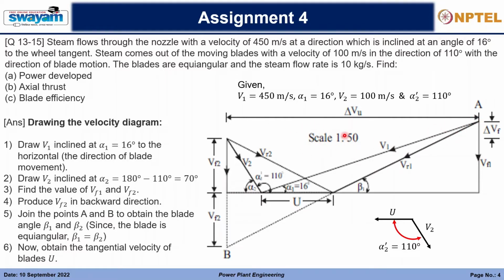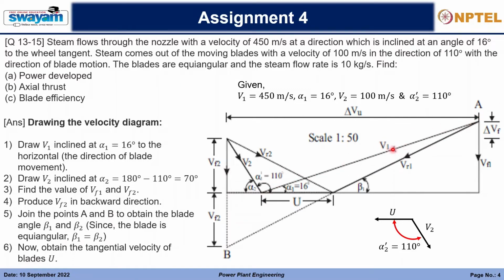So 1:50 means we need a scale for drawing these v1 tangent lines, the vectors, right? So v1 is 450. If we use scale 1/50, then on paper we will need to draw 450 divided by 50, that is 9. So 9 centimeter. Okay, so this line will be of 9 centimeter.